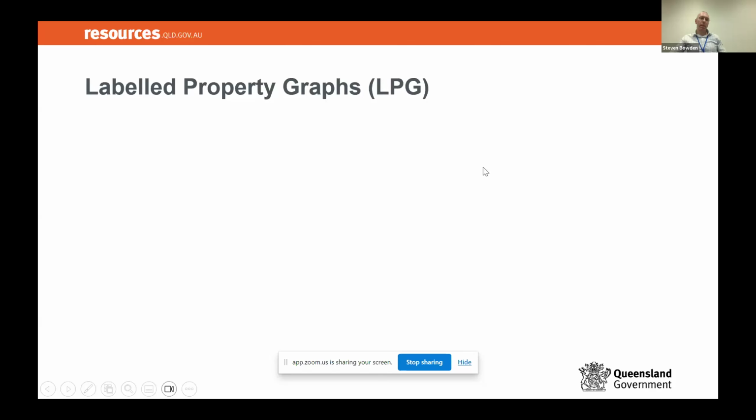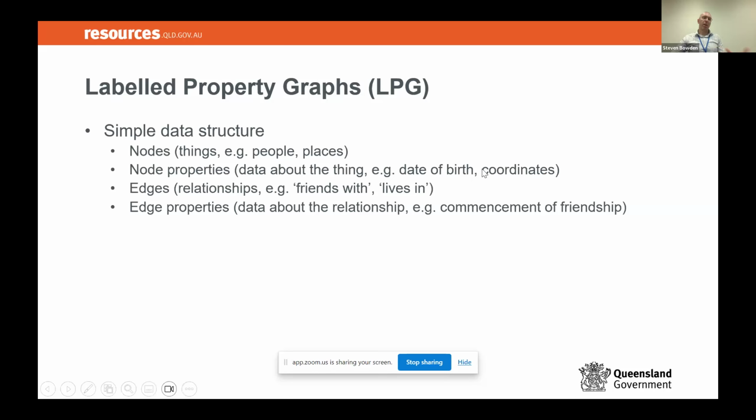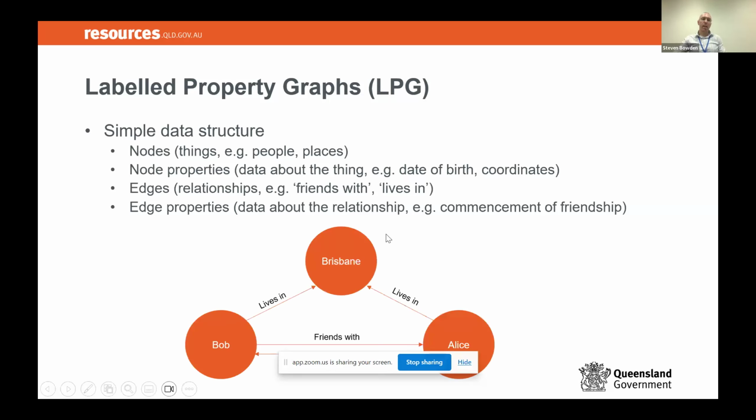So labeled property graphs, they're a very simple data structure to describe that. It's very similar to what we've had before. Essentially it comes with nodes and edges. So nodes are your things, for example, people and places, and it has edges, which are the relationships between the nodes. Strange word, edges, but that's just the way it is. So here are your nodes. So we have Bob, Alice, and we'll put Brisbane in there as well. And the edges are the relationships between those. So Bob lives in Brisbane, Alice lives in Brisbane, and Bob's friends with Alice, and Alice is friends with Bob.